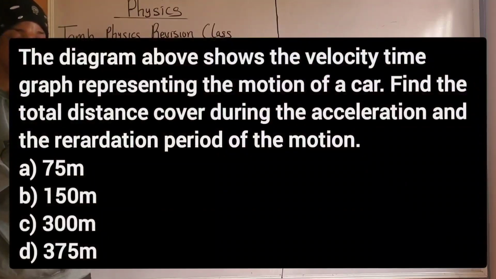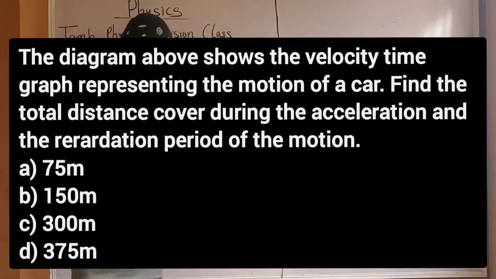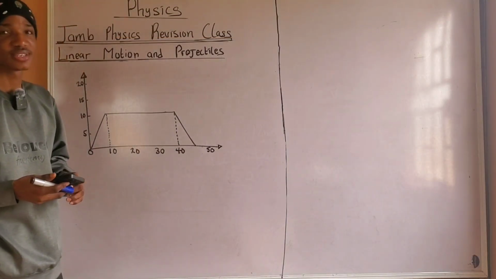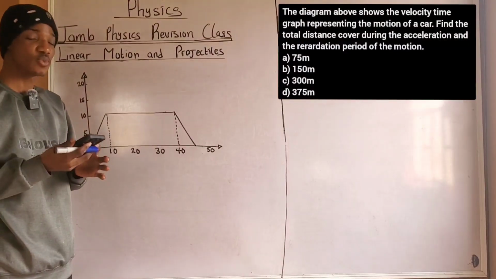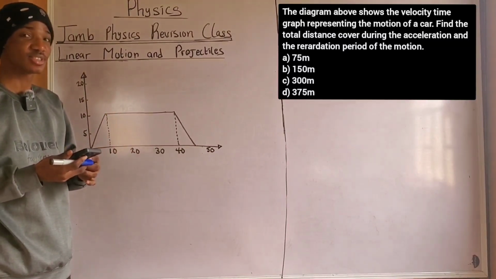The diagram above shows a velocity time graph representing the motion of a car. Find the total distance covered during the acceleration and the retardation periods of the motion. A 75 meters, B 150 meters, C 300 meters, D 375 meters. Before you can answer that question, you have to know the phases whereby the object is undergoing acceleration and retardation respectively.